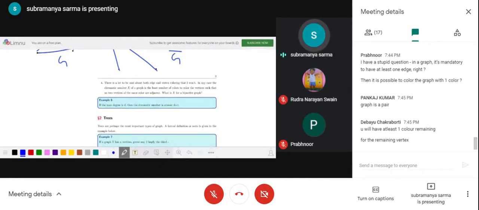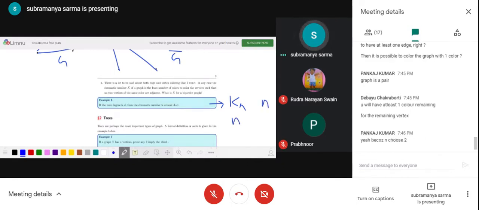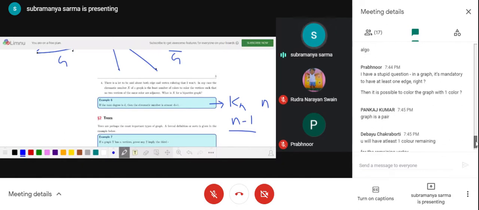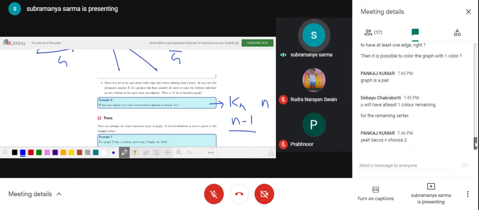And equality occurs in the case of a complete graph, right? That is, you will notice that this is true in the case of a complete graph. The chromatic number of a complete graph is n, right? And you know obviously, as I said before, that the maximum degree of a complete graph is n minus 1, right? Yeah, it is possible to color the graph with one color. That means there are no edges, right? So yeah, that's true.